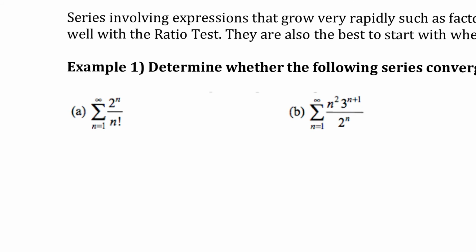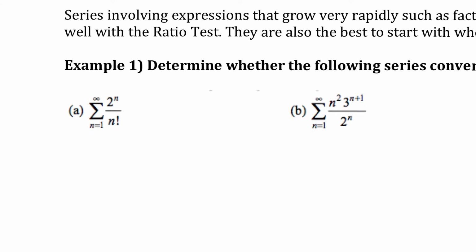Okay, so what you're going to do, if I'm going to use the ratio test, is we're going to start by taking the limit as n approaches infinity of a sub n plus 1. So this becomes 2 raised to the n plus 1 all over n plus 1 factorial, divided by a sub n, which is 2 to the n over n factorial. So this is my division. I probably should have had bigger absolute value signs here.